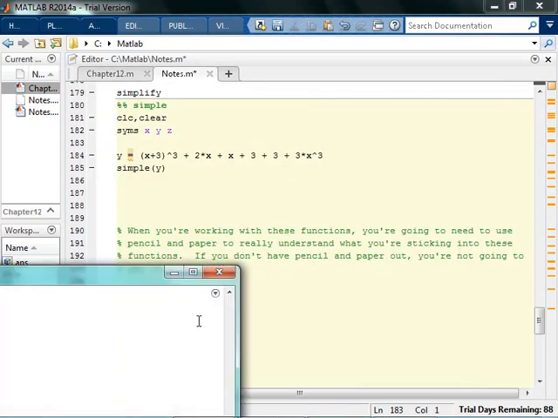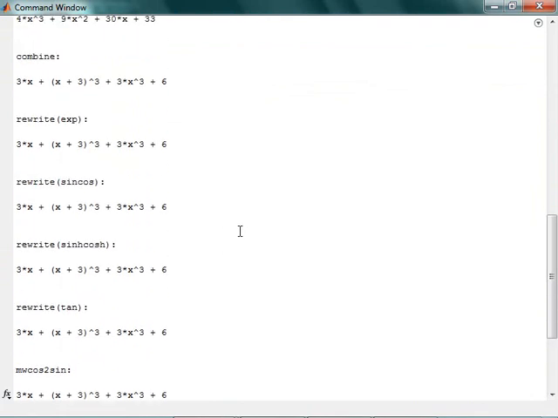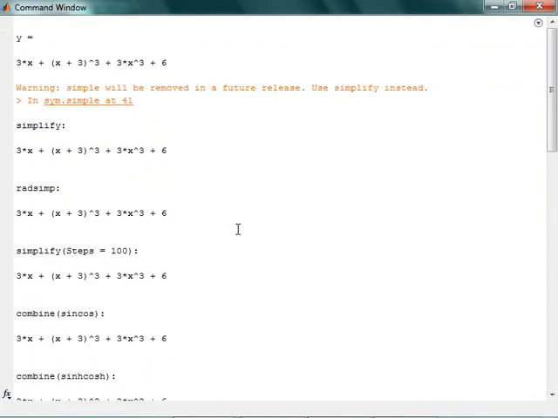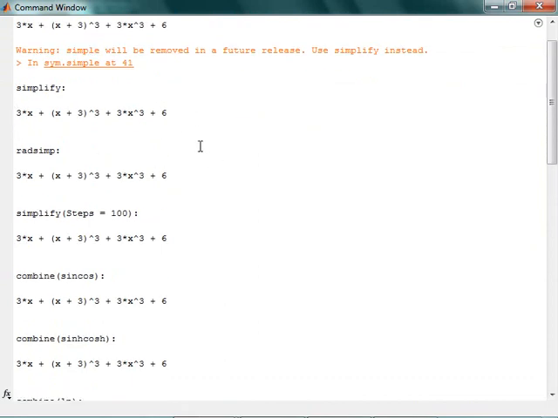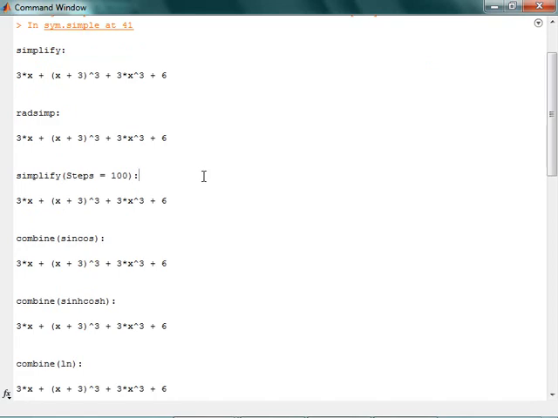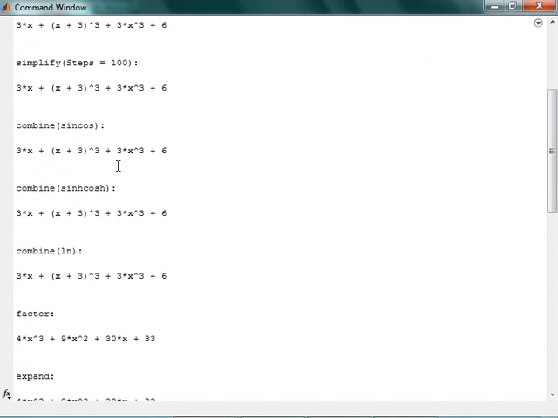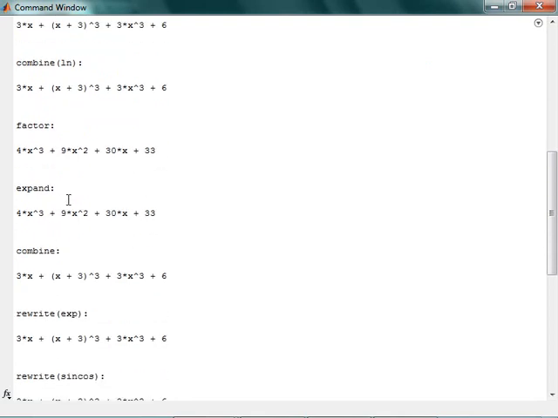Undock for my minute. Come here, command window. Whoa! Okay. Aw, future, that's sad. Okay. But this is amazing because look, it's a whole bunch of different ways to simplify it. I don't really know why I would put a combined sin cos thing in. So factor, that was kind of cool. Expand, combine.